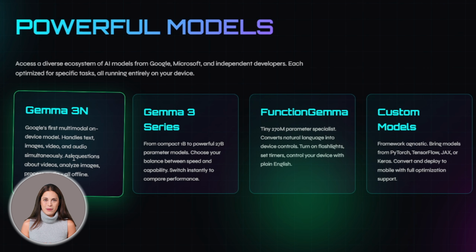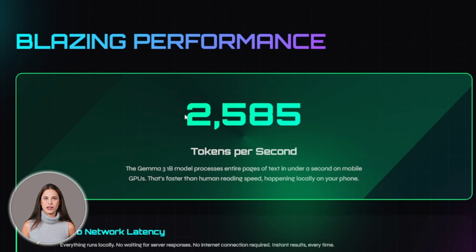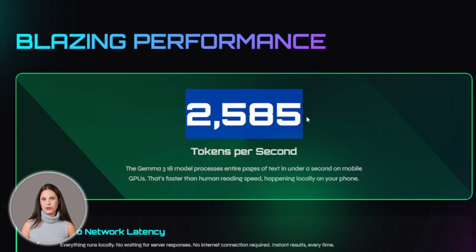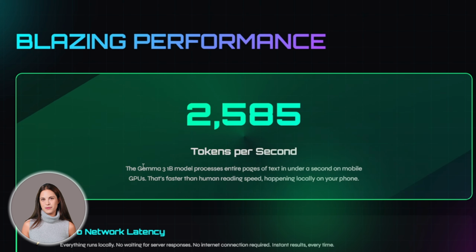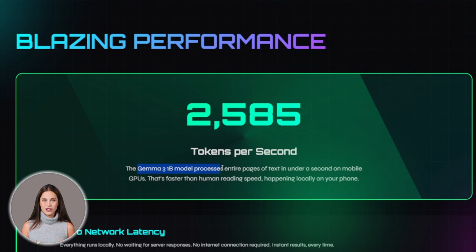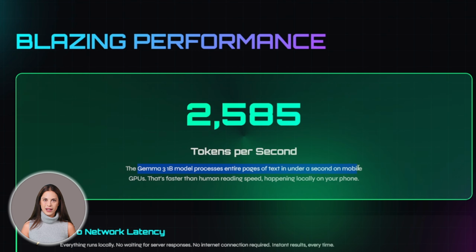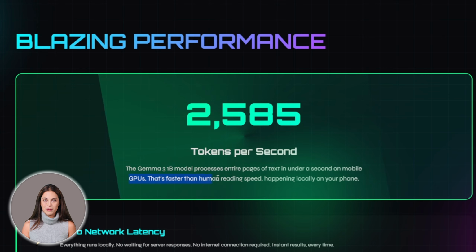Here's a specific example of performance. Gemma 3 1B, that's the smaller model, can process up to 2,585 tokens per second on a mobile GPU. That means it can read through an entire page of text in under a second. That's faster than most people read, and it's happening on a phone.